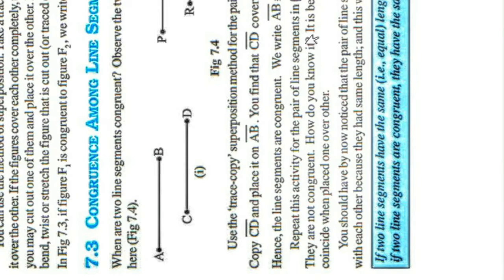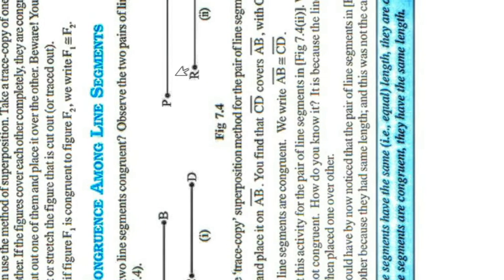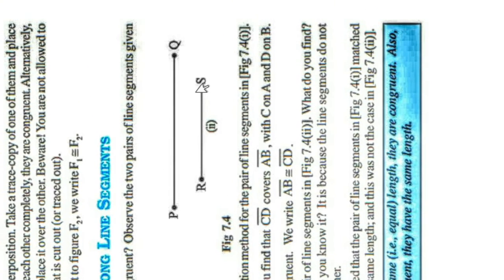Now repeat this activity for the pair of line segments in figure 2. What do you find? They are not congruent, because this is the smaller one and this is the bigger line. The line segments do not coincide when placed over one another. If you put one line segment on the other, it will not cover it properly. You should have by now noticed that the pair of line segments in the first figure matched with each other.